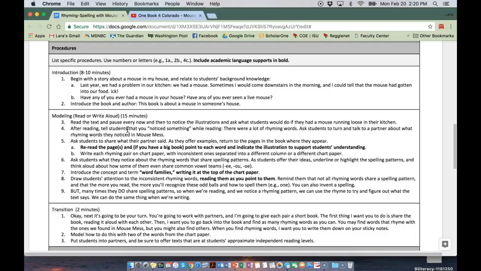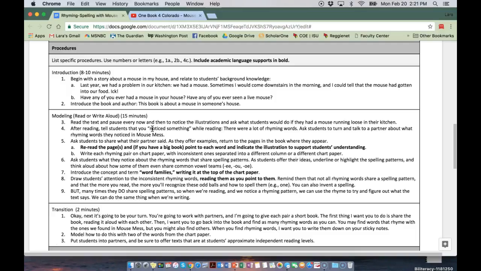So in my after I read, I tell them that I noticed something. This is where I'm telling them that I noticed a lot of rhyming words. By doing that, I'm prompting them to think about rhyming words. And I actually ask them to talk to students to see if they've already noticed some rhyming words. If this were a first lesson on rhyming, I would probably show them some of the words that I heard and saw that rhymed.